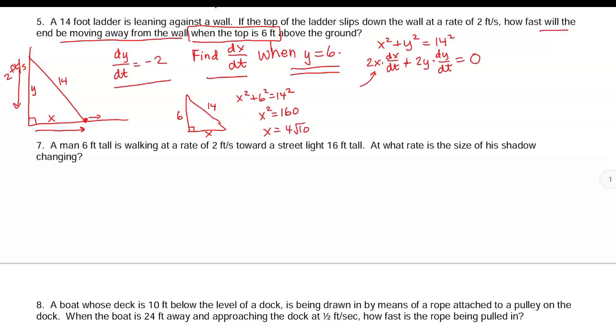Now I have 3 numbers I can put in to 3 unknowns, and that'll help me find the 4th unknown. 2 times x is 2 times 4 root 10. dx dt is what we are looking for. Y is 6. dy dt is -2. Solve this for dx dt.